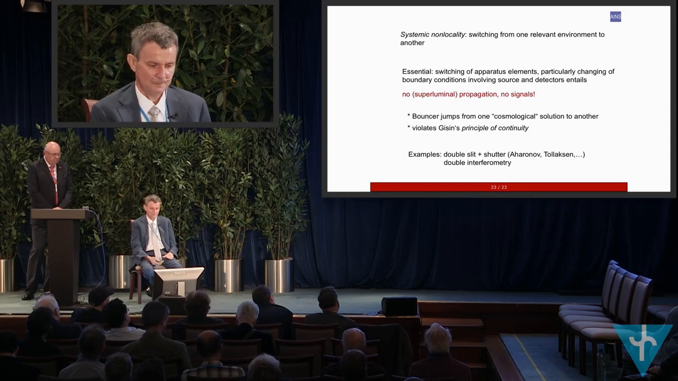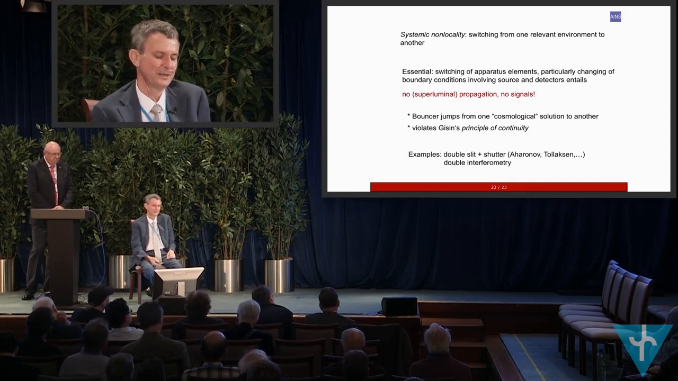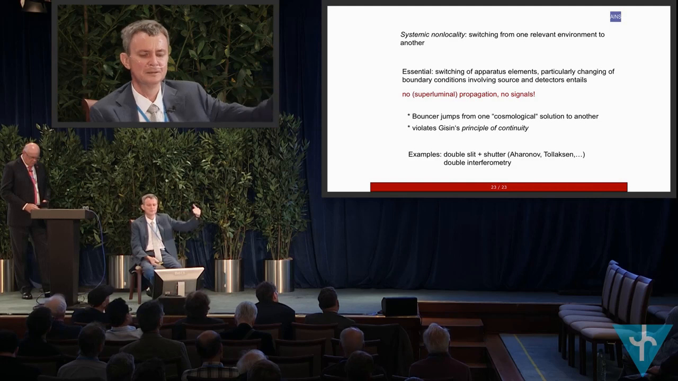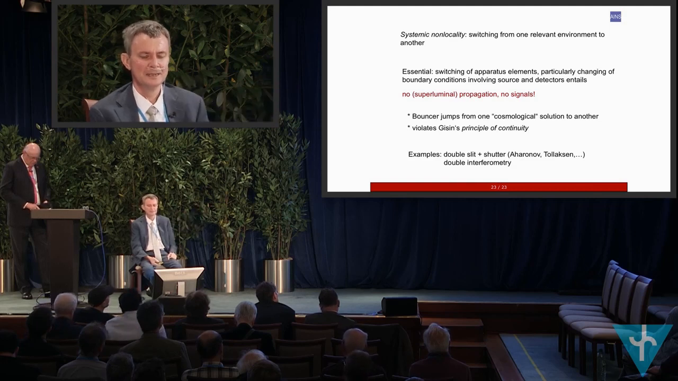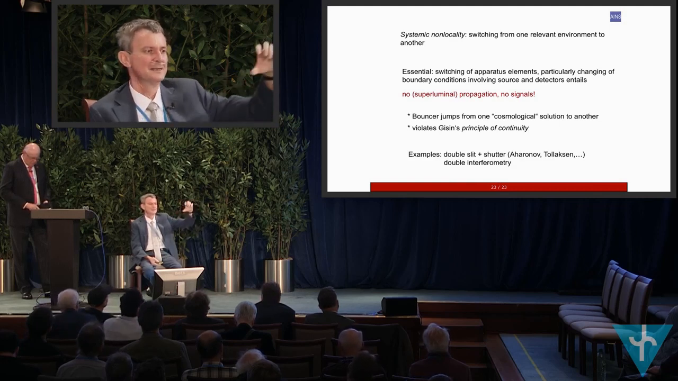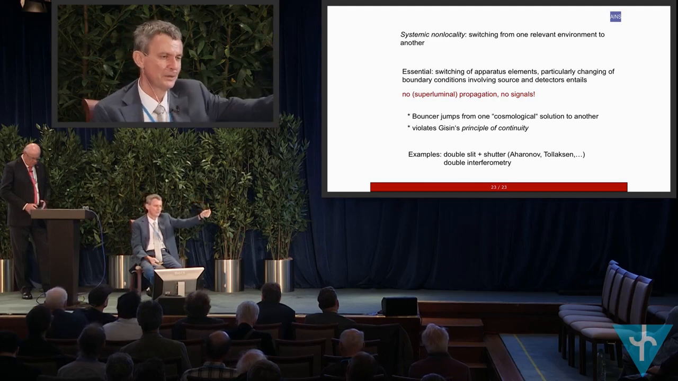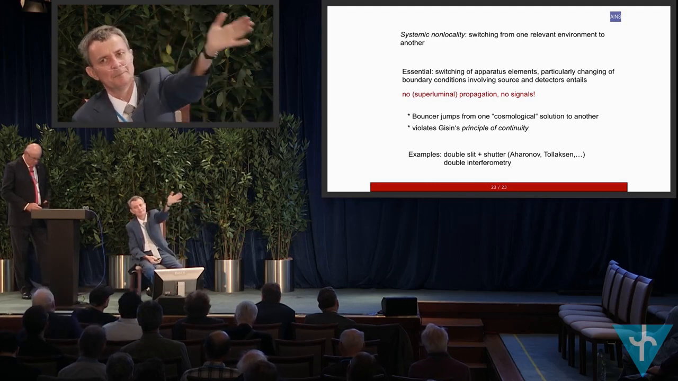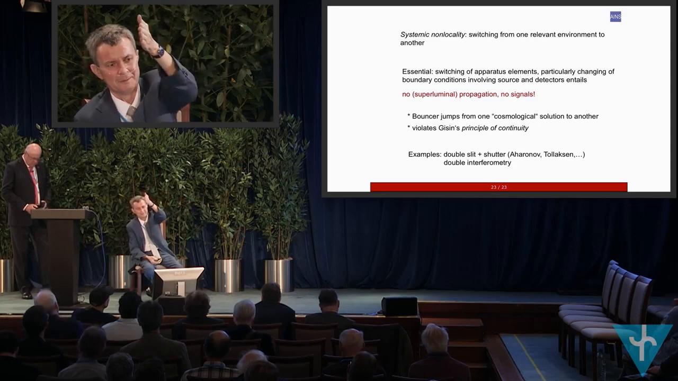I just put it here, and then maybe in the discussion we can go into detail. The bouncer jumps in our model from one cosmological solution to another, so there is not some origin from which, when you switch, something is propagating and bringing that influence to some other place.